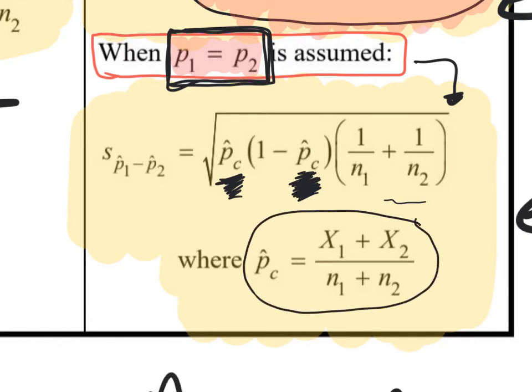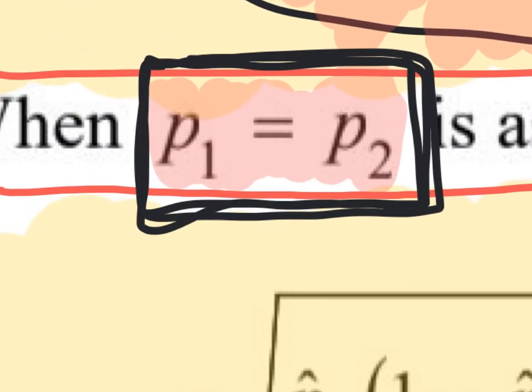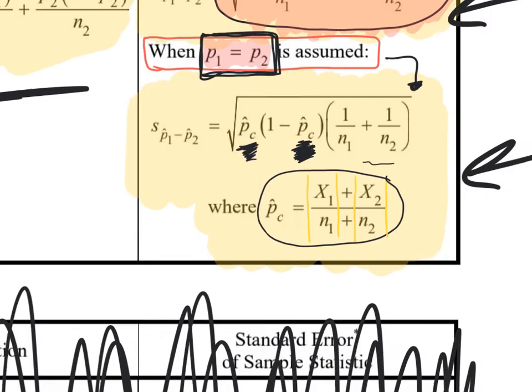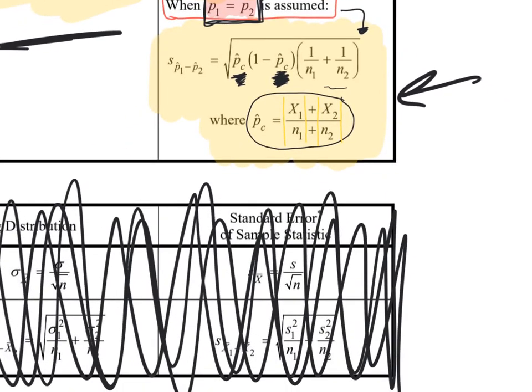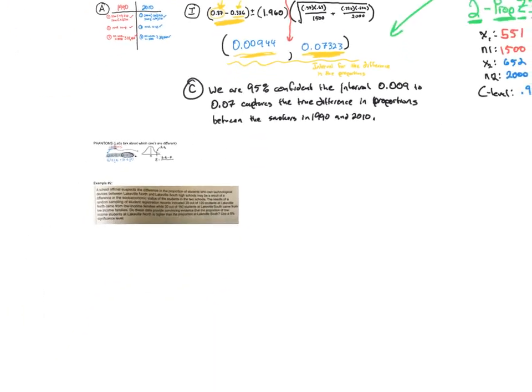So look at this individually. This right here is my P hat 1. This right here is my P hat 2. And what they're saying is actually just combine them as if they were from the same population, because the assumption is they are the same population, right? So that's just a nice idea to think about when we're doing this.